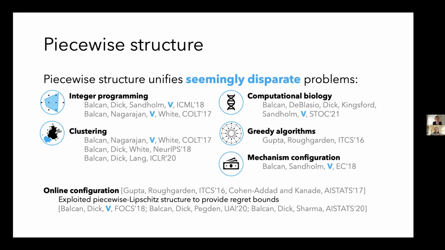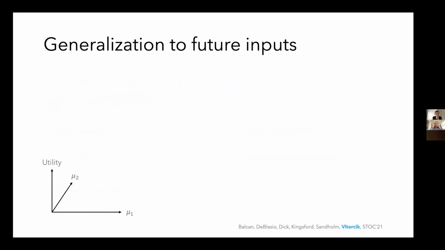This piecewise structure has also been used in the context of online algorithm configuration, which exploited some piecewise Lipschitz structure to provide regret bounds in that context. So now I'm just going to give a flavor of our main result because I'm starting to run low on time. So generalization, how do we prove these generalization bounds to future inputs?